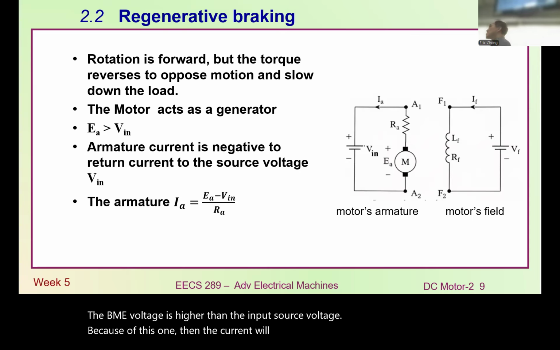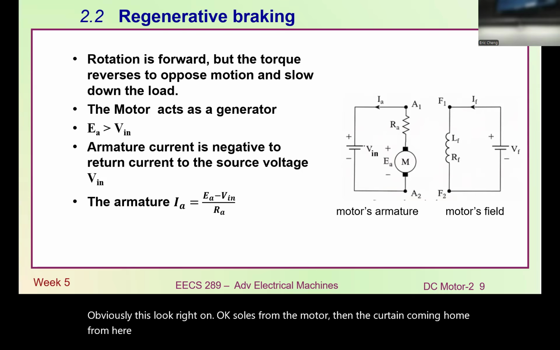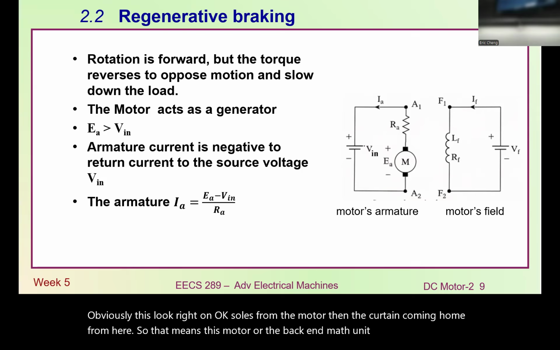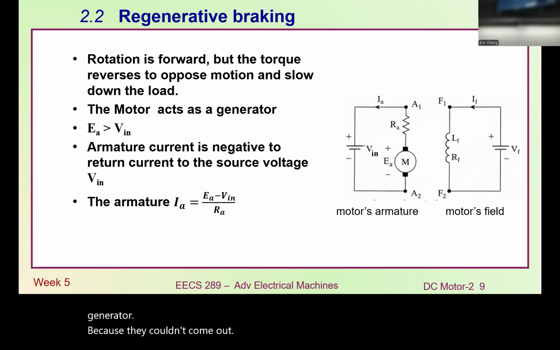So if you look into the power management, obviously, this looks like a voltage source from the motor. And the current coming out from here. So that means this motor, or the back EMF unit, will become a generator because the current comes out. So that's the so-called regeneration. That's how the regeneration comes out.